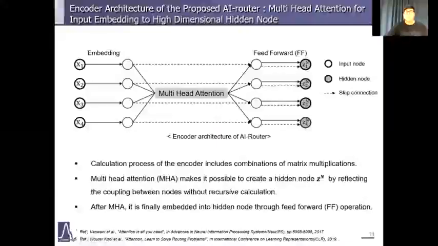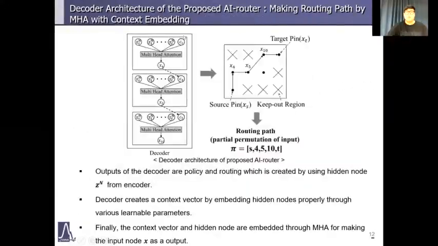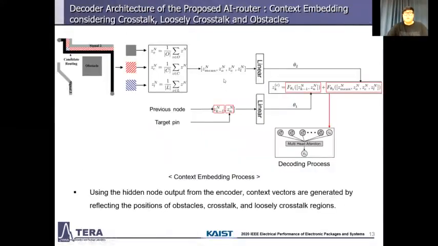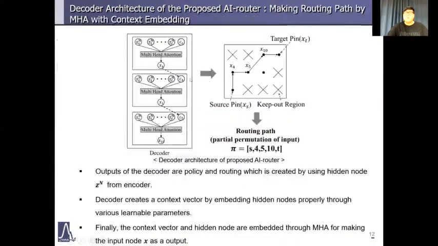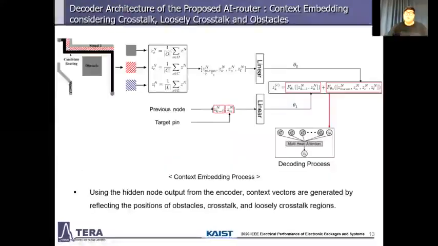From this embedded hidden node and context embedding, the multi-head attention refers to these embeddings and makes an action. Then let's see the details of context embedding. The context embedding vector consists of 6 kinds of hidden vectors: the average of the whole hidden vectors, and obstacle vectors, crosstalk vectors, loosely crosstalk vectors, and previous node and target pins.